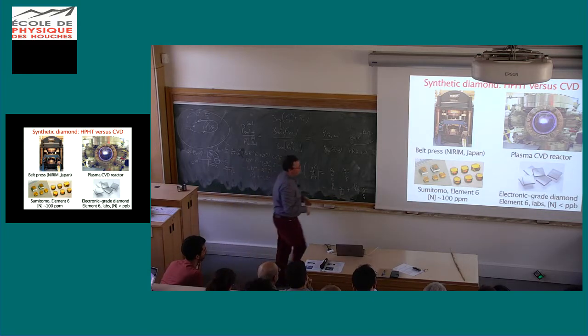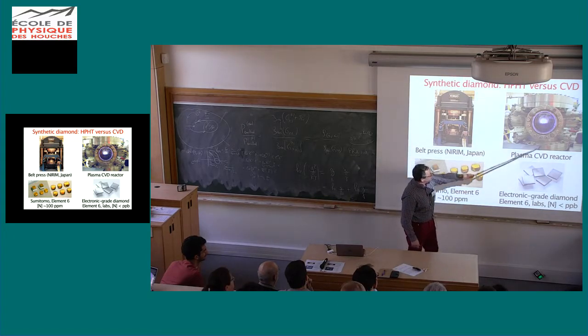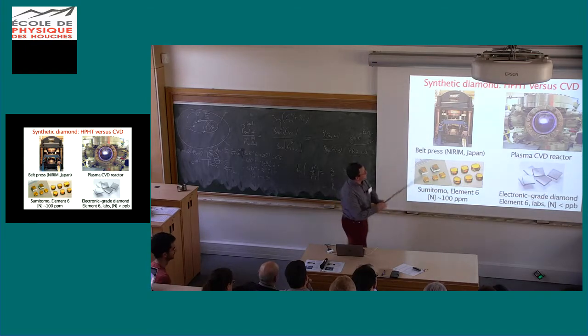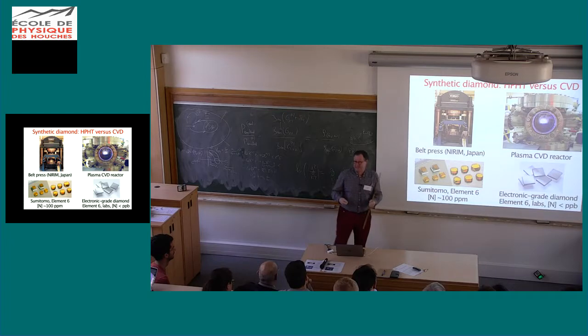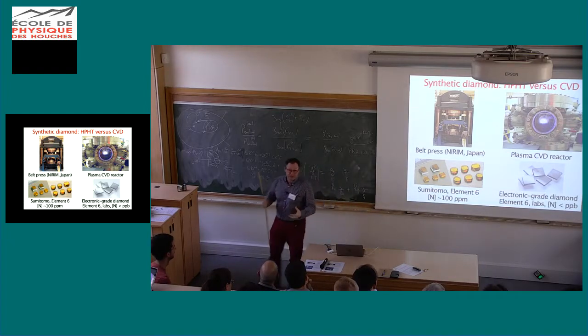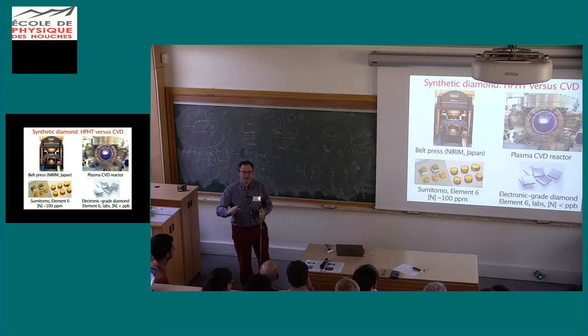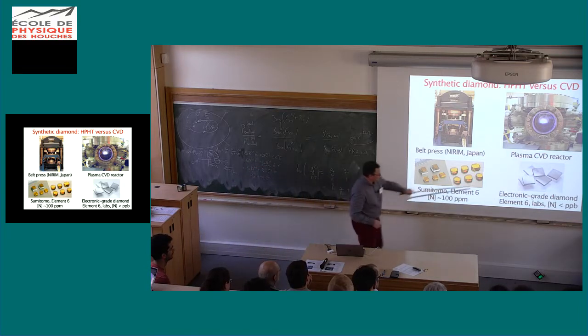What you have here is a typical picture of a chamber. You have this vacuum chamber, you have the plasma globe here, and you fill the chamber with gases. Usually it's methane plus hydrogen. The hydrogen will dissociate the methane, and then you will deposit the carbon atoms like that, and you can build very ultra pure single crystal diamond like those ones.